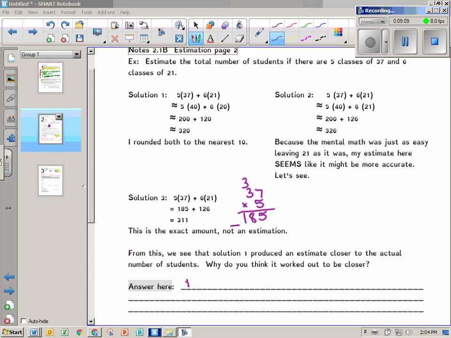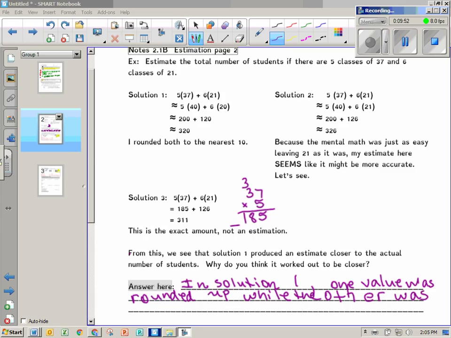So let's just say here in solution 1, one value was rounded up, while the other was rounded down, balancing out. This is harder than you think.